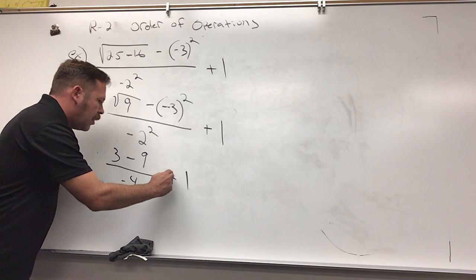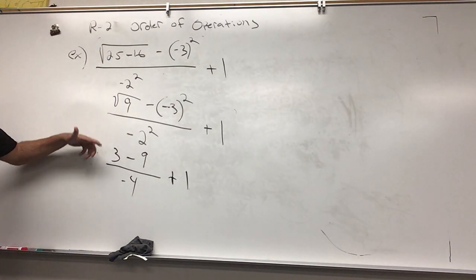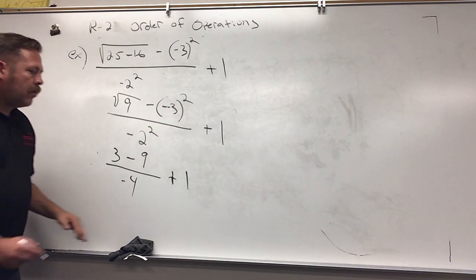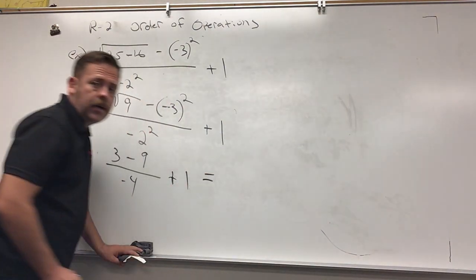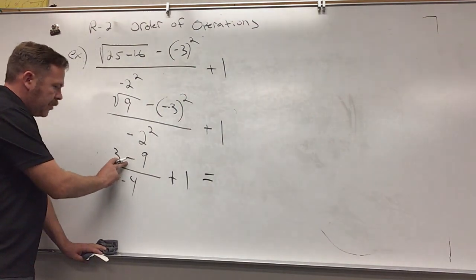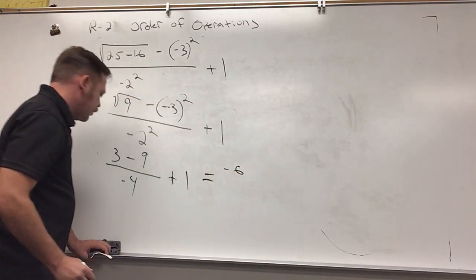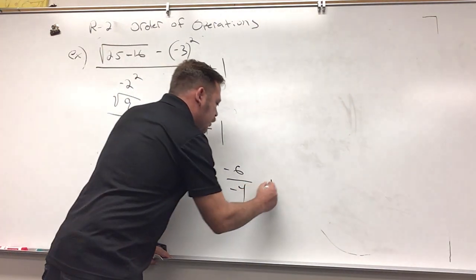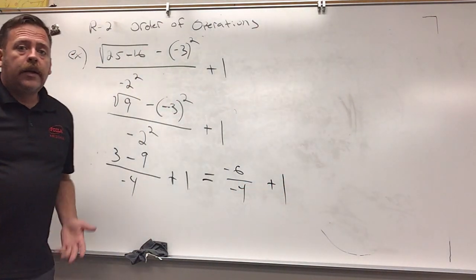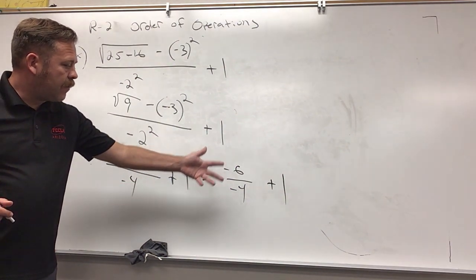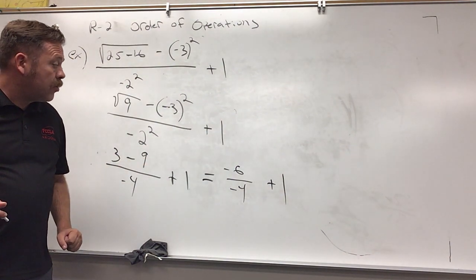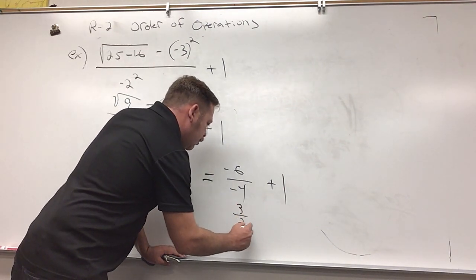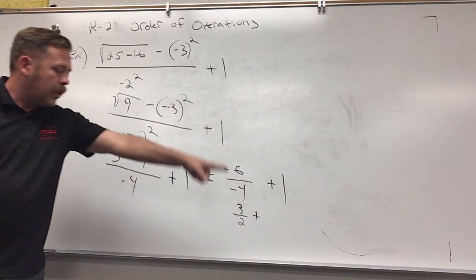So now if you look, I have a group on top, the numerator 3 minus 9, that's going to be negative 6. So I'm going to continue on the right here. On the top, that simplifies to negative 6 over negative 4 plus 1. Now, negative 6 over negative 4 simplifies to 3 over 2. So I got 3 over 2 plus 1.